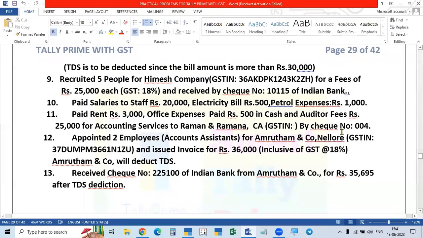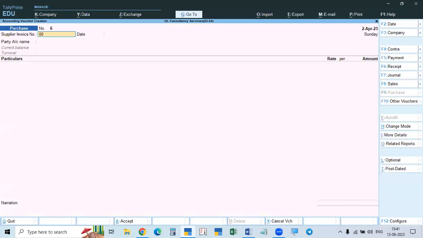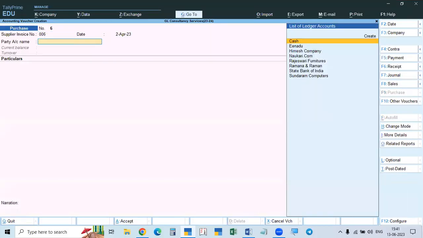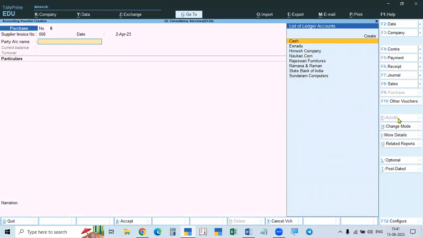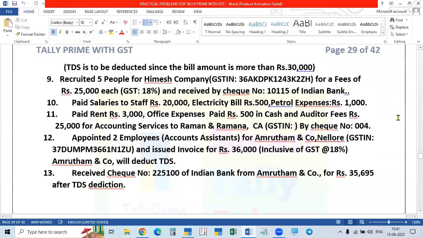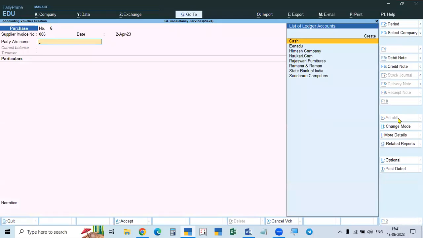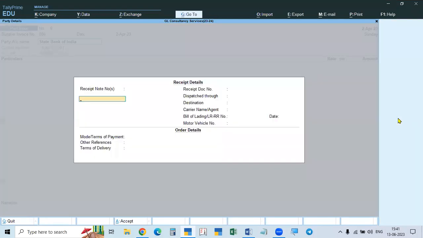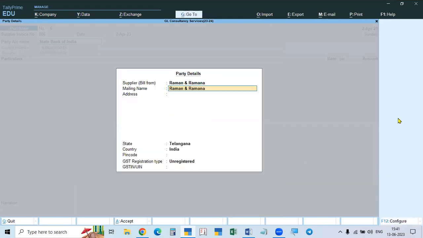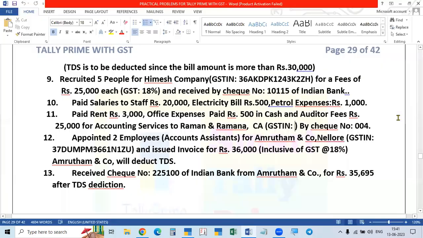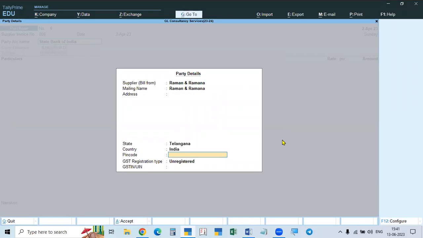Purchase of service, any number is not there. So 008 we will take up. And here, what is the name of the person? Ramana and Raman. So we are paying the check immediately. But you can take it as State Bank of India, we can make one entry. And here we have to give the details of the person, Raman and Ramana, Telangana. The number, Telangana, we will take up.